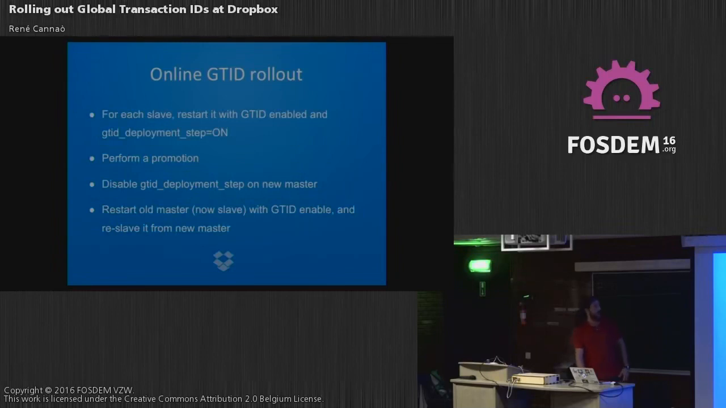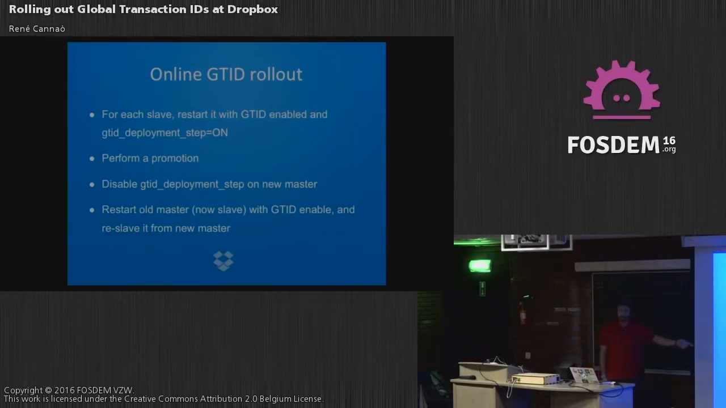So how do we roll it out? Well, we restart all the slaves with GTID enabled and GTID deployment step equal on. This means that the slaves were able to understand GTID even if the master was still sending replication events using position. Then we perform a promotion. So the master is being demoted, and one of the slaves that has GTID enabled becomes the new master. Although the master is still writing binary log events without GTID because of this variable set to enabled.